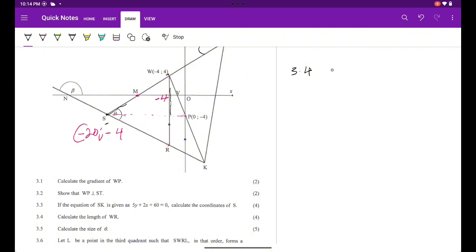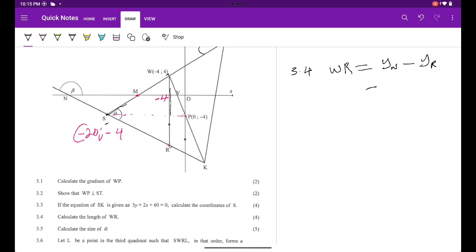Therefore, we will actually say that WR is the Y value at W minus the Y value at R. Right. So already we know the Y value at W is 4. So all we need is the Y value at R. So if we can get the Y value at R, then we'll just say 4 minus whatever we get on R, and we get our length of WR. So now here at R, we said we already know the X value, which is negative 4.